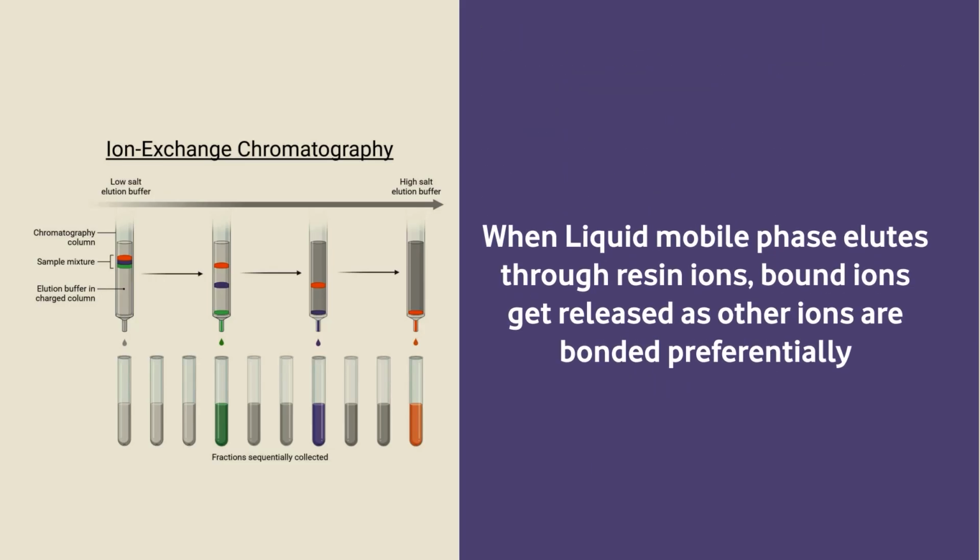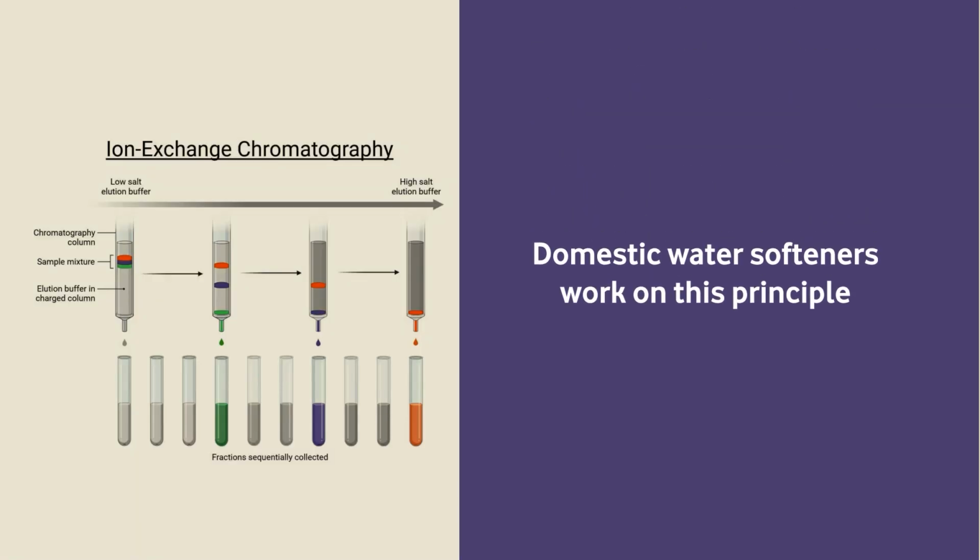So when the liquid mobile phase elutes through resin ions, bound ions will get released, and the other ions are bonded preferentially. So those which bind with the resin will go slowly, and those which do not bind with the resin will move fast. Ion exchange reagents are generally used for domestic water softeners. Hard water is softened by ion exchange reagents.